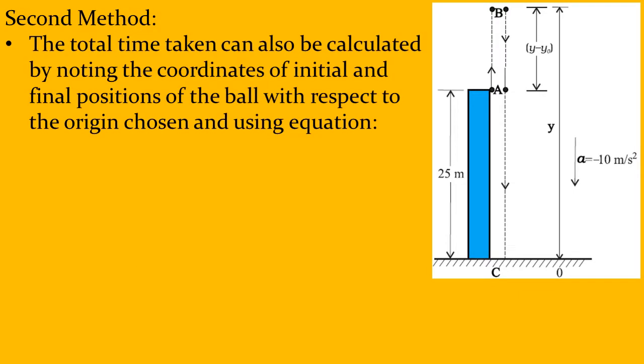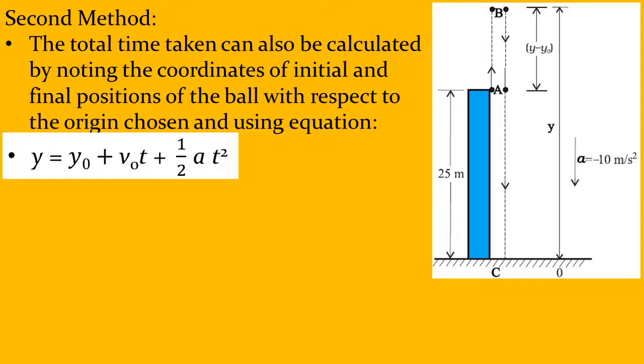Now let us see the second method. The total time can be calculated by noting the coordinates of the initial and final position with respect to the chosen origin. And what is the equation we are going to use? We are going to use the second kinematic equation: y is equal to y naught plus v0 t plus half at square. Now, what is y naught? It started from the coordinate y naught was 25 meters. What is y? Y at the ground is 0, the final position. What is v naught? It started from this position with 20 meters per second.